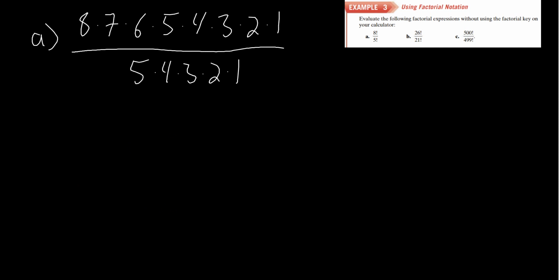The short way is we see that we have 8 factorial in my numerator and 5 factorial in my denominator. We didn't even have to write all this out. We could have just written these three, and here's why. This 5 cancels with this 5, this 4 cancels with this 4, and they all cancel there. So it's essentially 8 times 7 times 6. And what is 8 times 7 times 6? Well, that is 336.